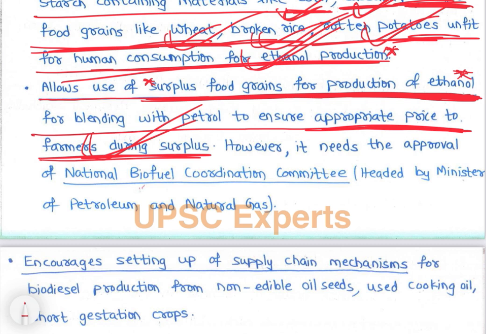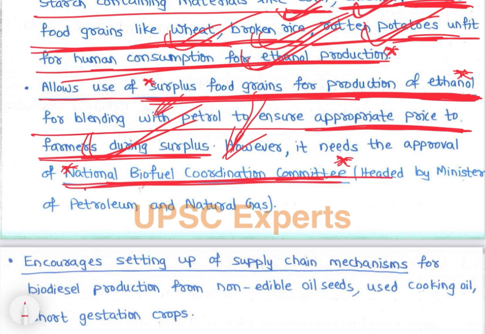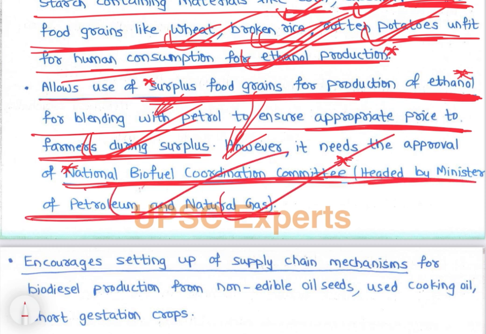उससे क्या होगा? फार्मर को अगर सरप्लस हुआ तो फार्मर को अच्छा प्राइस होगा बिकॉज इथेनॉल प्रोडक्शन के लिए एक्वायर करेंगे, राइट? हाउएवर इट नीड्स द अप्रूवल ऑफ नेशनल बायोफ्यूल कोऑर्डिनेशन कमिटी हेडेड बाय मिनिस्टर ऑफ पेट्रोलियम एंड नेचुरल गैस. सो इट नीड्स, अगर सरप्लस फूड ग्रेन्स को यूज करना है, इट नीड्स अप्रूवल ऑफ नेशनल बायोफ्यूल कोऑर्डिनेशन कमिटी हेडेड बाय मिनिस्टर ऑफ पेट्रोलियम एंड नेचुरल गैस, राइट? तो सरप्लस फूड ग्रेन्स यूज कर सकता है विद द अप्रूवल ऑफ नेशनल बायोफ्यूल कोऑर्डिनेशन कमिटी, राइट?